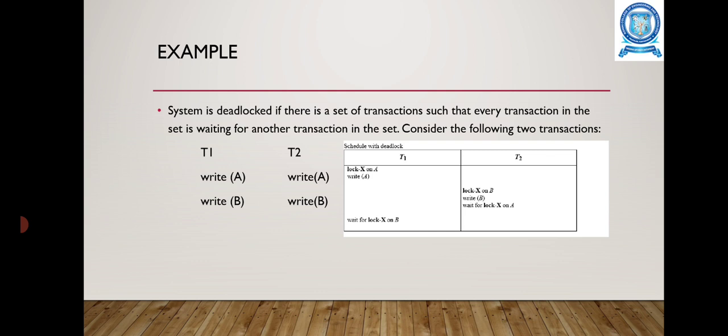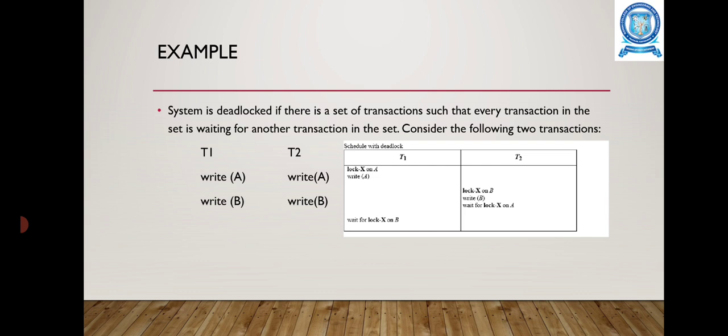Consider the following two transactions, T1 and T2. In particular, the T1 transaction writes one item, that is, the A value is written. After that, the T2 transaction also writes the same data item. Then the transaction T2 writes the B data, and at the same time the transaction T1 writes the same data item. These are the two situations.